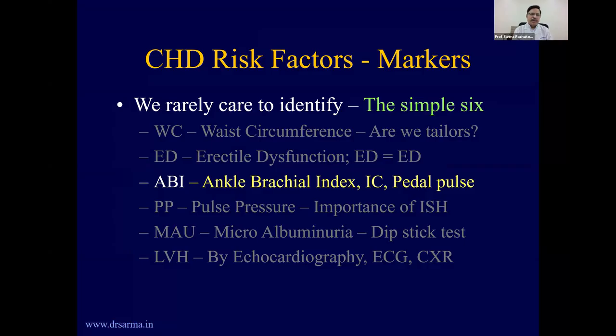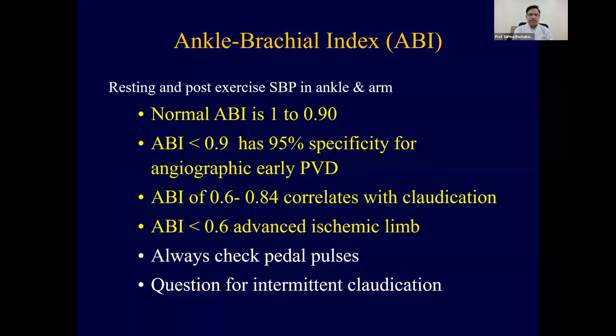Ankle brachial index is very rarely measured by all of you. You have to measure the ankle blood pressure and the brachial blood pressure. I have shown you in the PAD class: normal ABI is 1 to 0.9; ABI less than 0.9 is 95% specific for angiography; ABI 0.6 to 0.84 correlates with claudication; ABI less than 0.6 is advanced limb ischemia. What is ABI? Ankle brachial index.